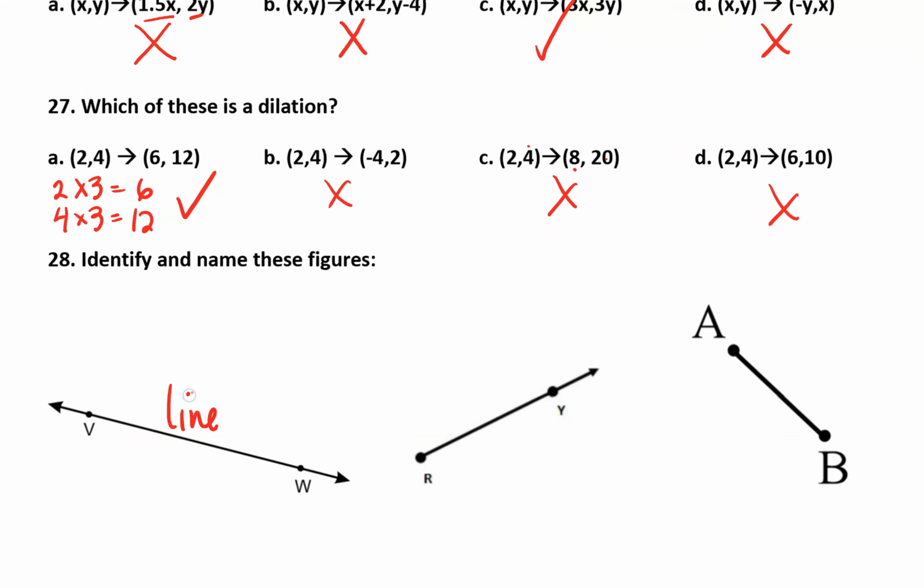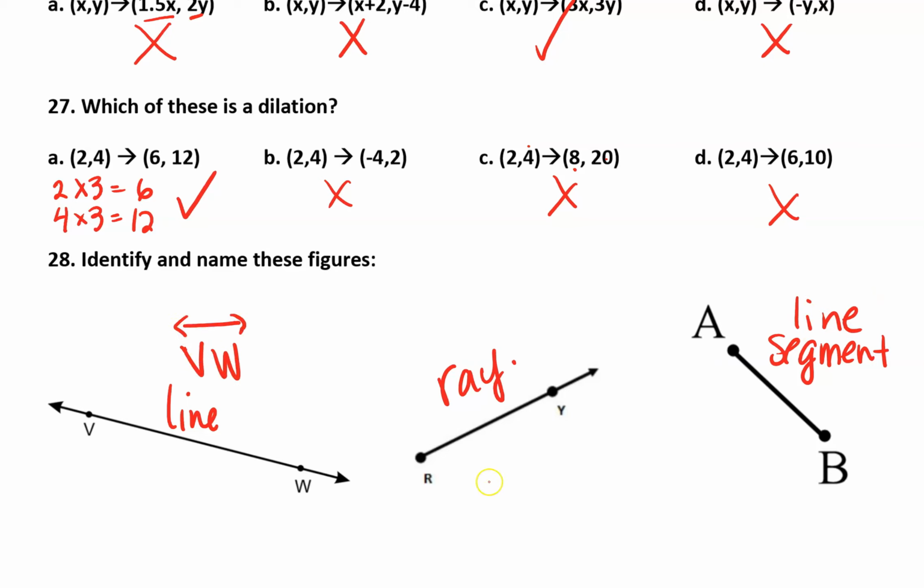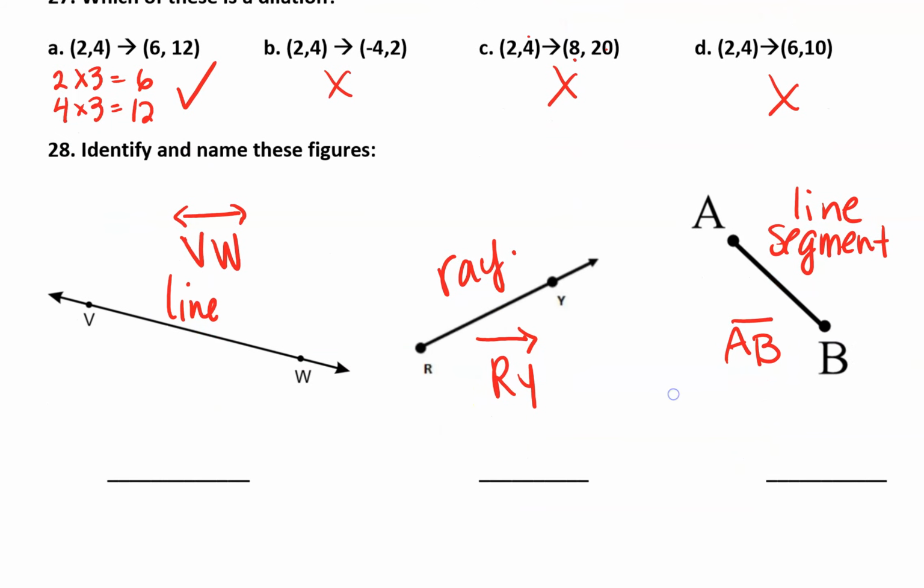A line has 2 endpoints, goes on and on. A ray has 1 endpoint and 1 arrow. A line segment has 2 endpoints. We note them like this. And remember, a ray is the only one that has direction, so YR would be incorrect.